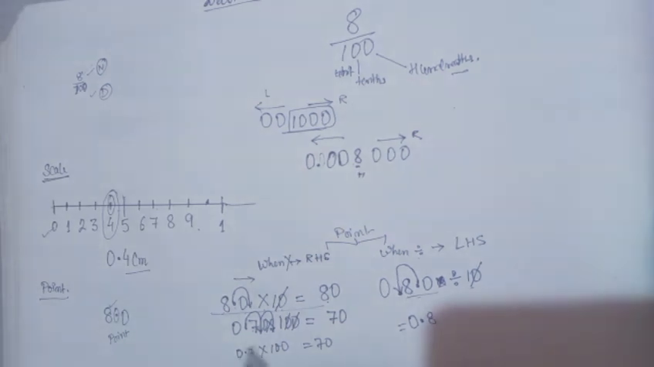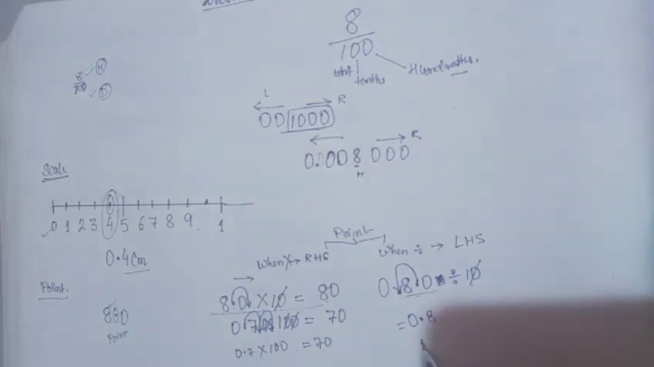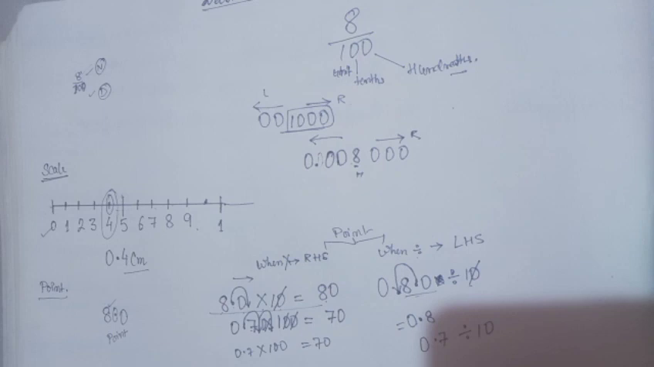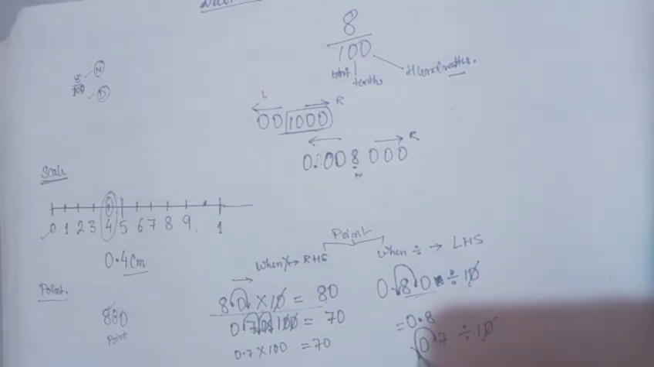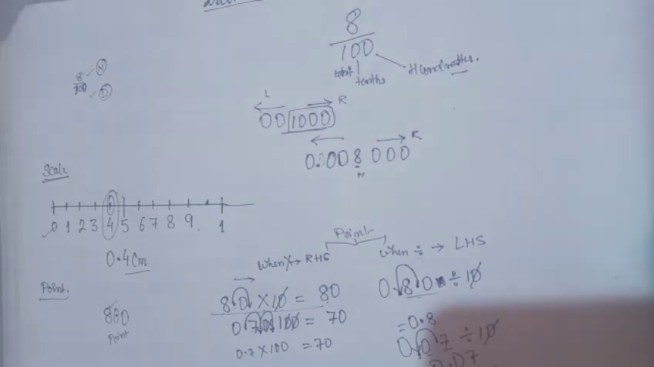Similarly, we take the same example to understand it much better. 0.7 divided by 100, the point shifts towards the left hand side. The point becomes here, and nothing means 0, so it becomes 0.07. This is the shifting of points or shifting of decimals.